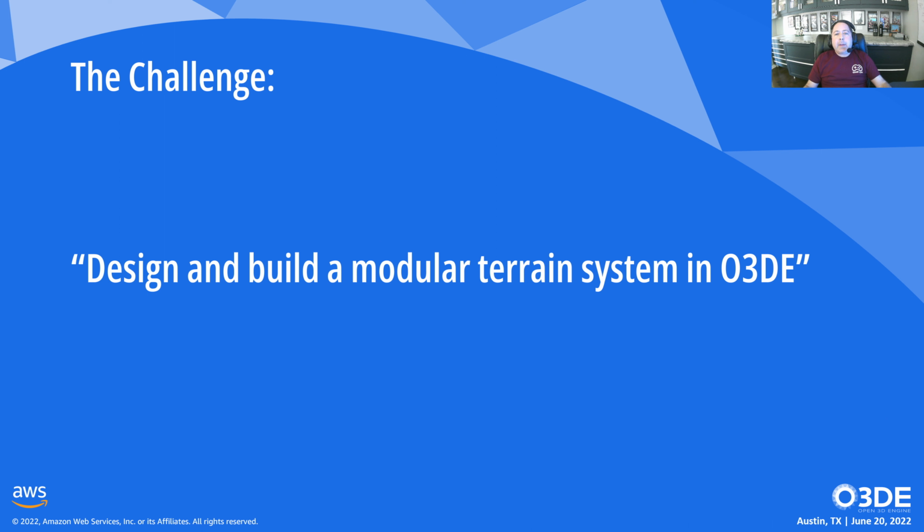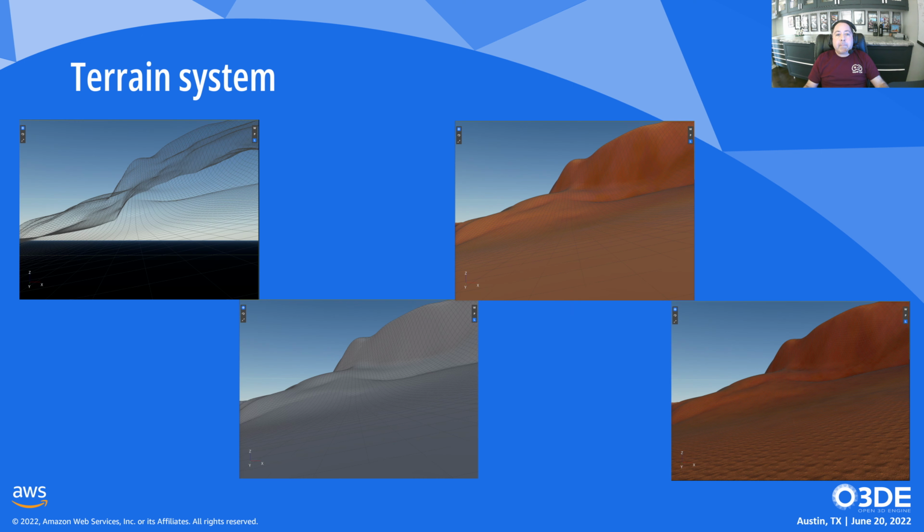The challenge that we faced is that the Open3D engine is a modular 3D engine at its core, and it was missing a terrain system. So we took on this challenge of designing and building a terrain system that's performant, scalable, dynamic, and modular. It's been a journey, and I'm going to walk you through our approaches to it.